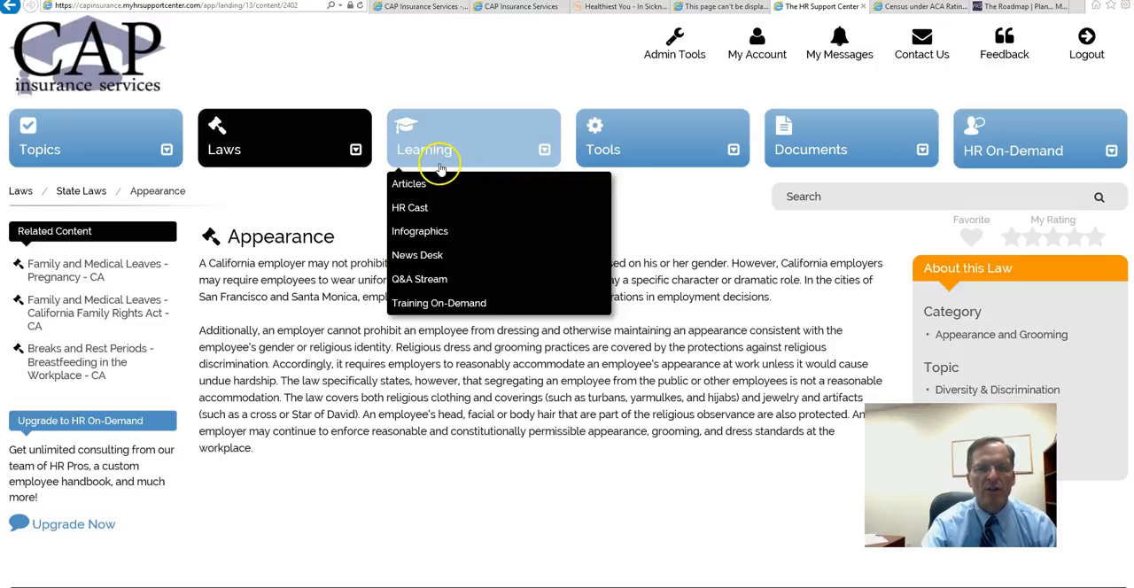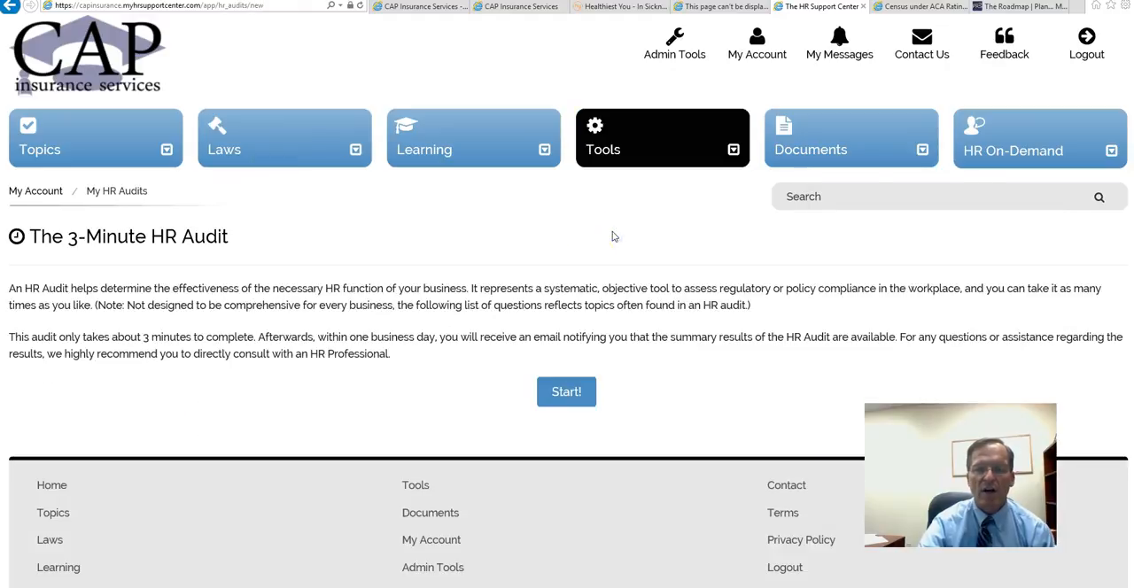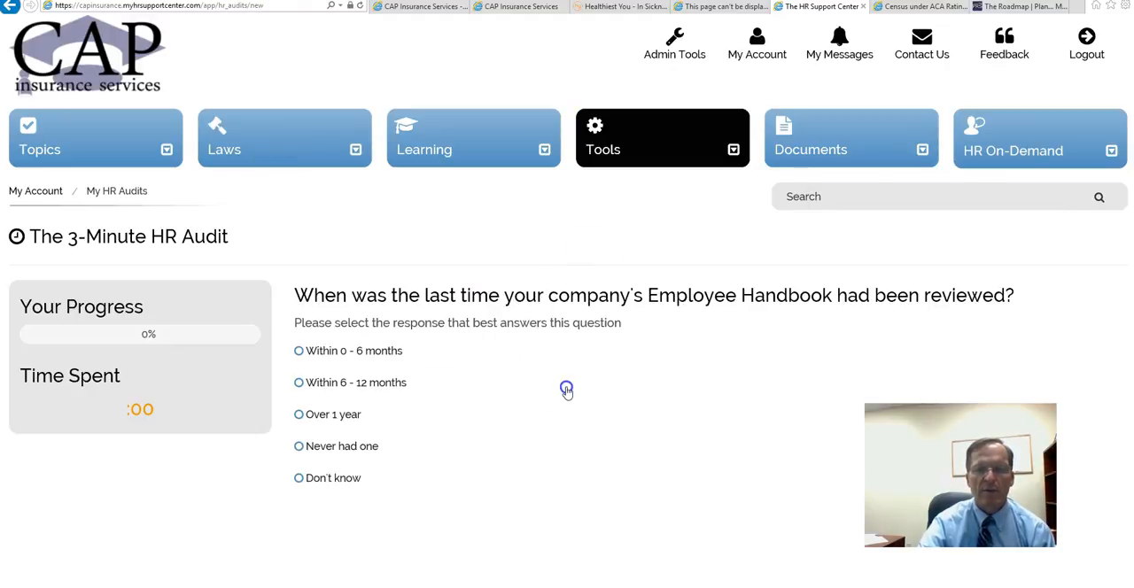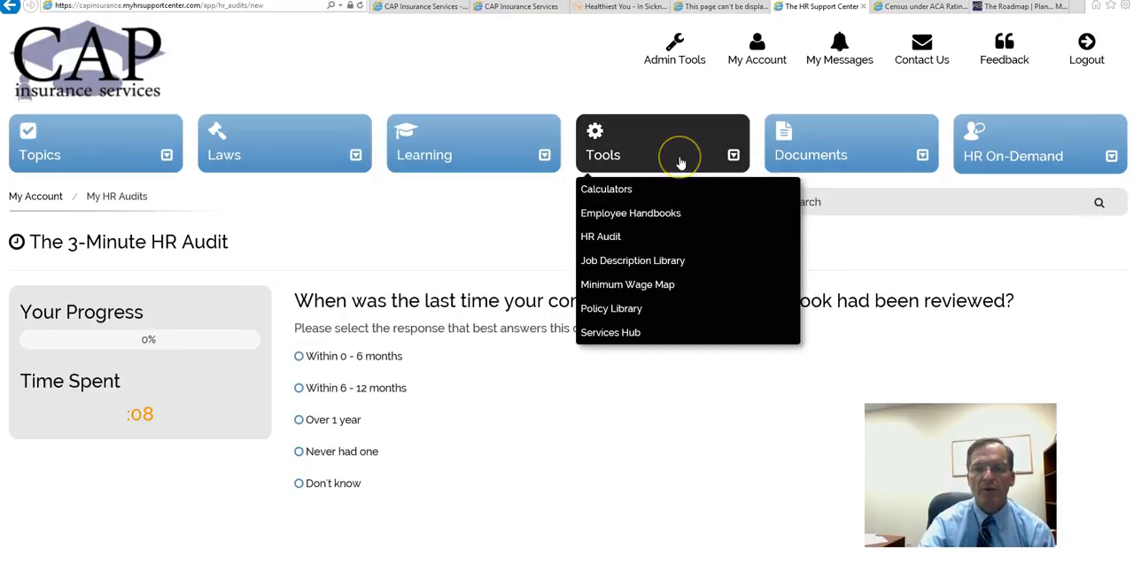Learning, of course, is one of the things we tell folks to utilize as you're striving to learn what your responsibilities are to yourself and your employees. There are also calculators and handbooks. One of the things we like is the HR audit. You can do this 3-minute HR audit to find out what you know about HR and what you don't know. That also helps you know what you need to discuss.